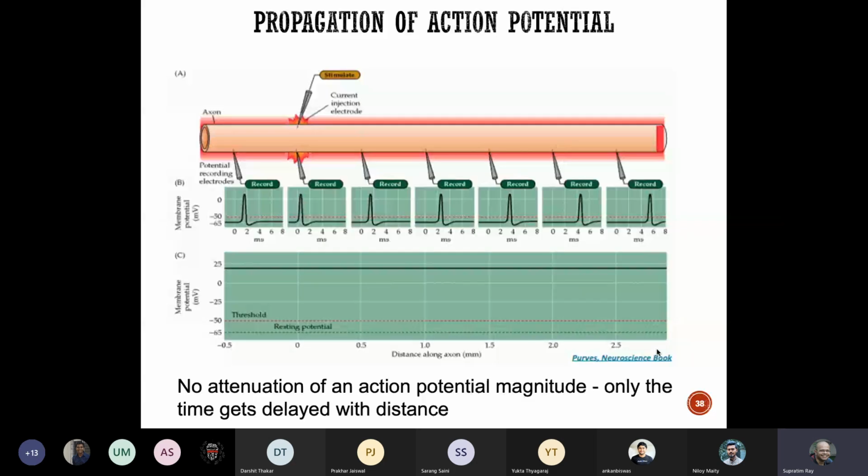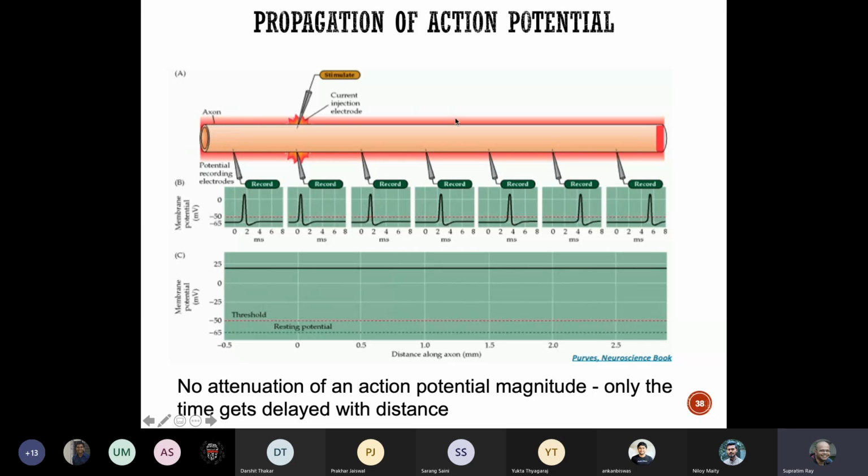So well, there isn't much here really. This is just how an action potential passes from one side of an axon to another. If you have an axon and you're recording the action potential at different locations along it, you will find that the action potential magnitude is the same everywhere. It's just that the time at which it's generated is delayed. It's close to 1.5 milliseconds here, and close to 5 milliseconds there. But there's no reduction in the amplitude of the action potential.